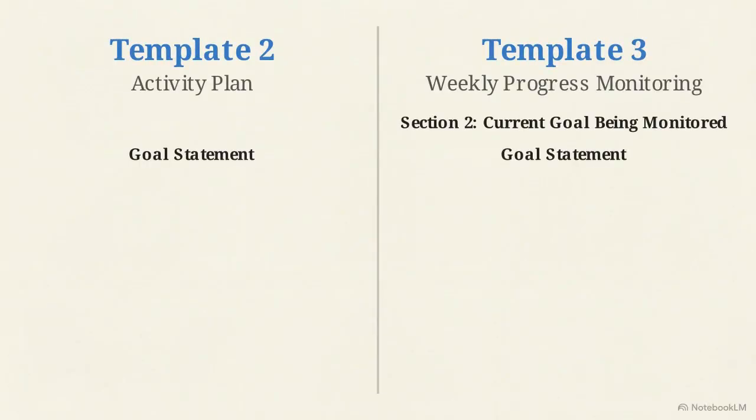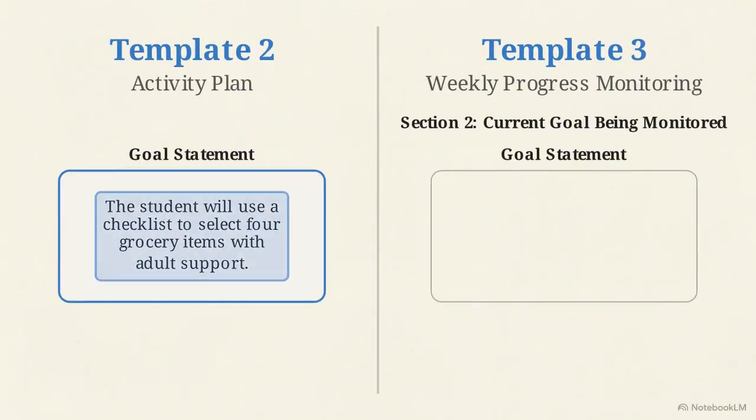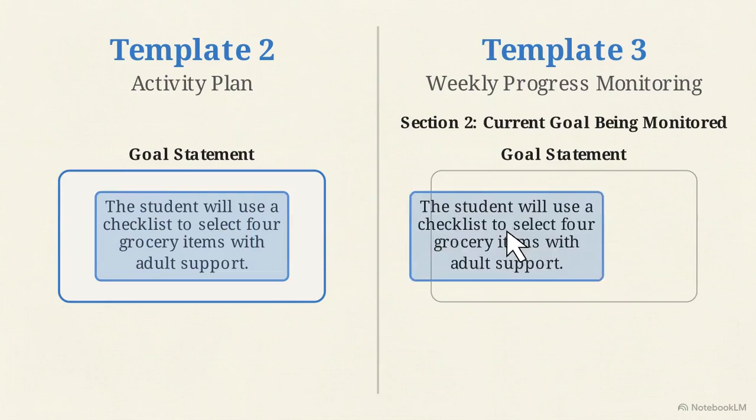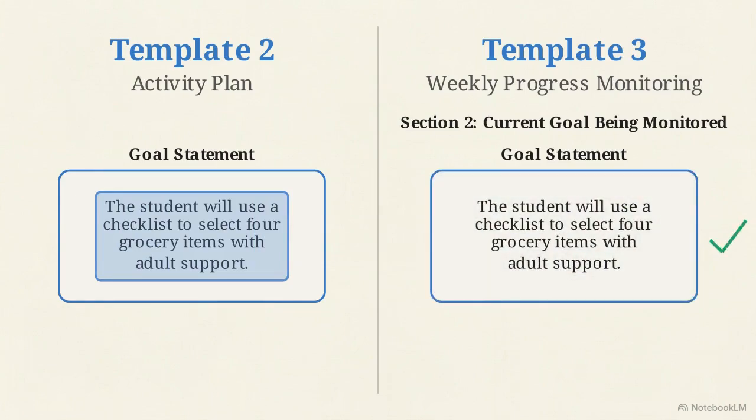Look at this split screen. Copy the exact current goal from Template 2 and place it into Template 3. Do not write a new goal. Lock the current goal in place. Only create a new goal if the current one is completely finished.